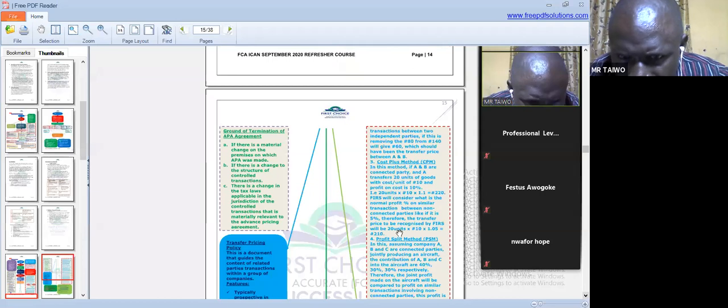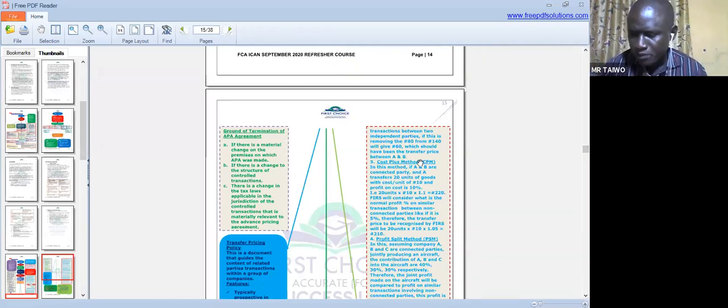The next one is the cost plus method. The cost plus method is also like the resale price method, but there's a little difference. Look at the cost plus method. Now, if A and B are within the same organization, and A is transferring goods to B, listen, A is transferring goods to B at 100 naira. To arrive at this, let's say A is transferring 100 units of the goods to B.